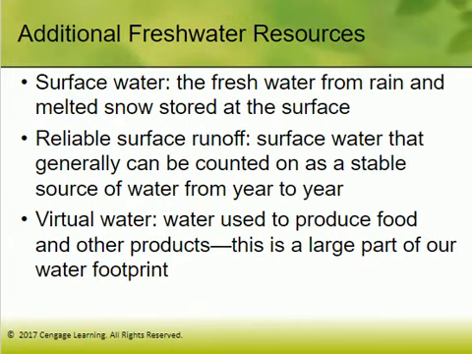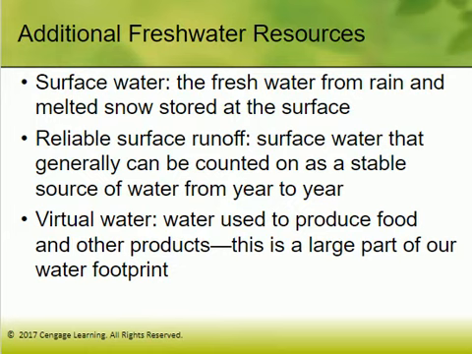We also have surface water, which is what it sounds like. It's water that's on the surface. You can walk up to it. That would even include like a lake or a pond. Reliable surface runoff is going to be surface water that generally can be counted on as a stable source of water. So that's going to be something like snow melt. It's a type of water that's on the surface that's always there.